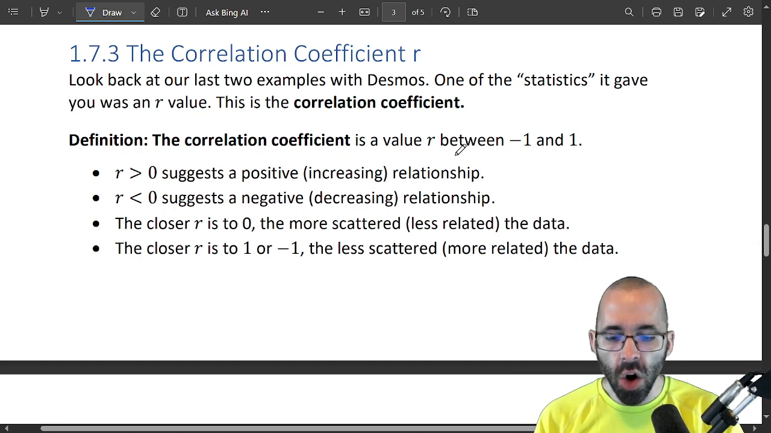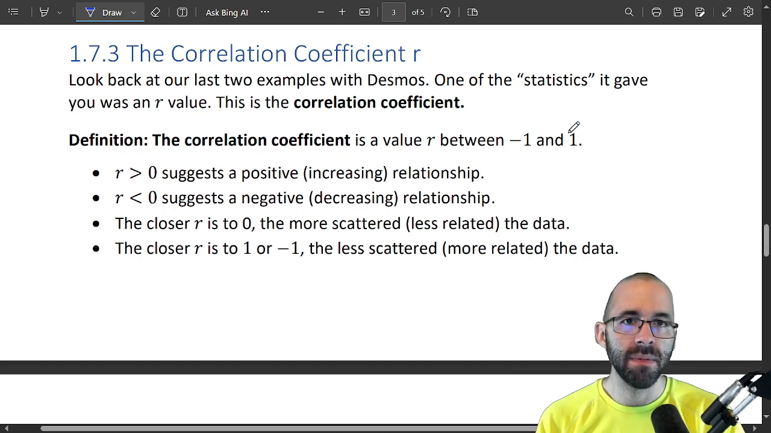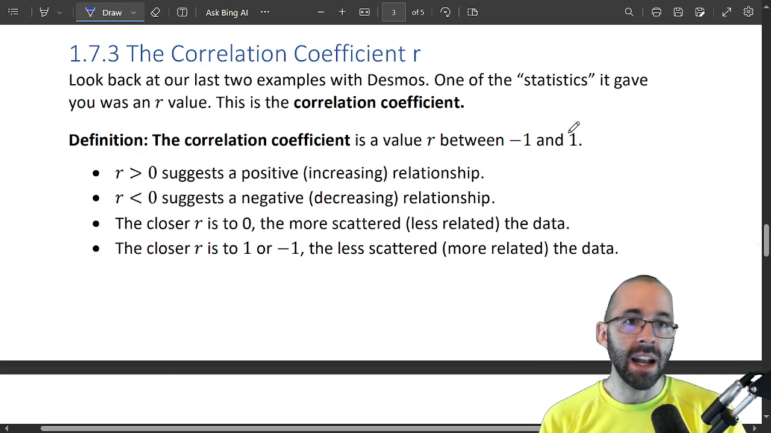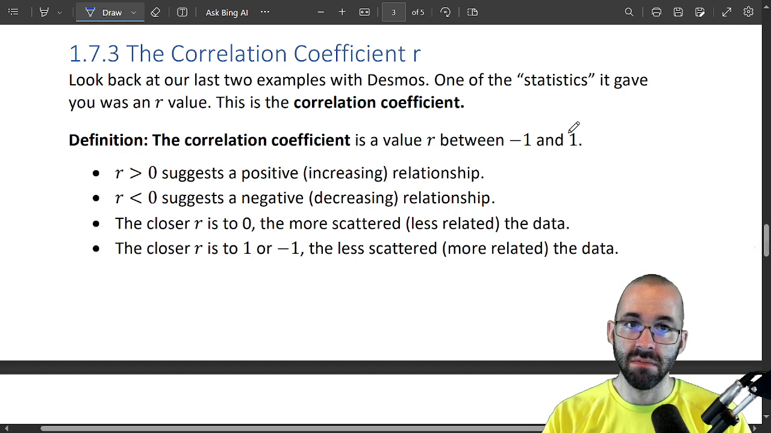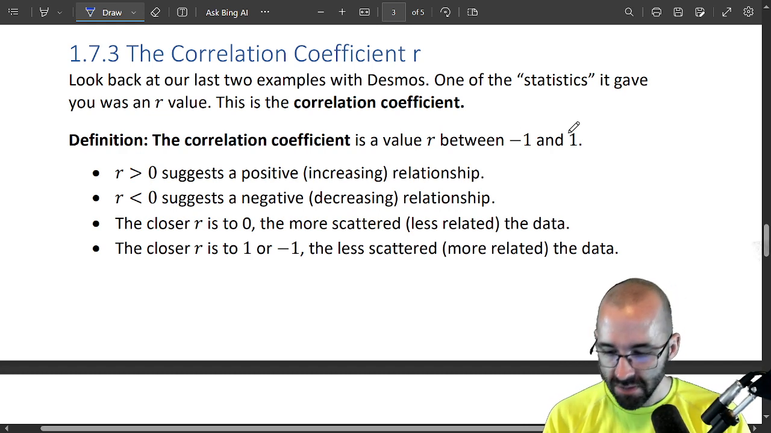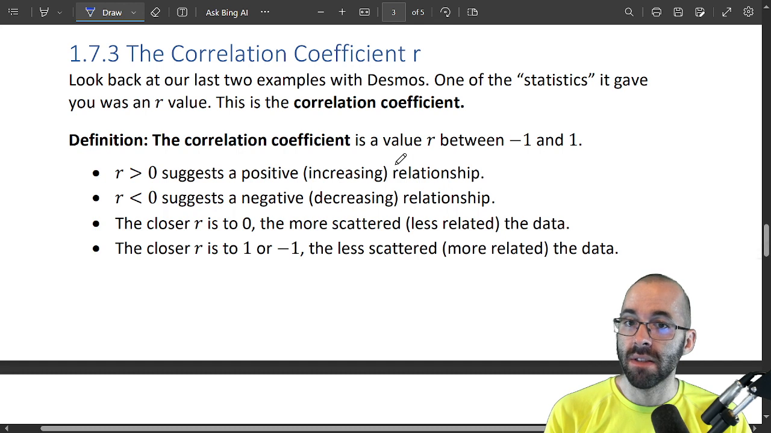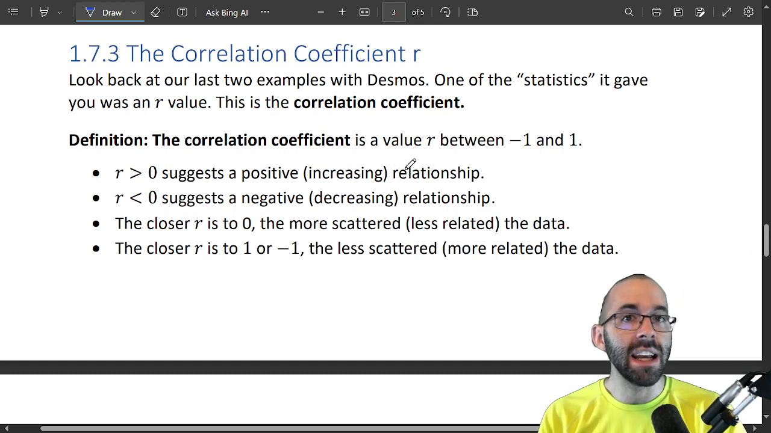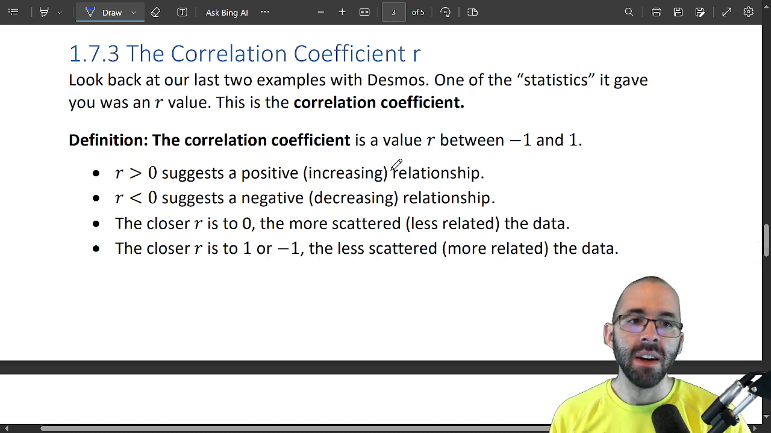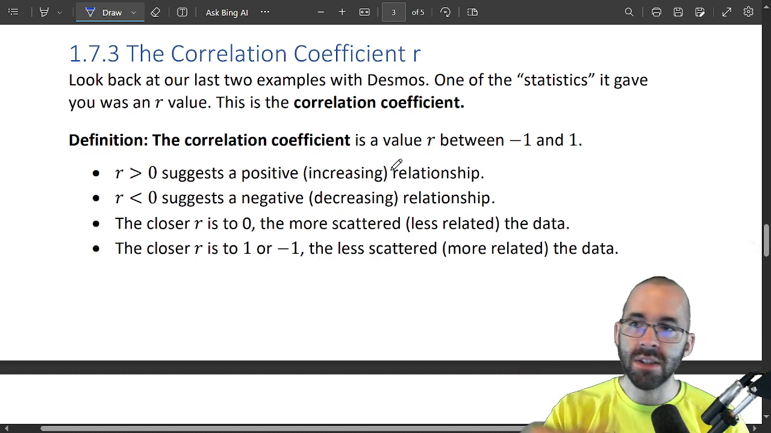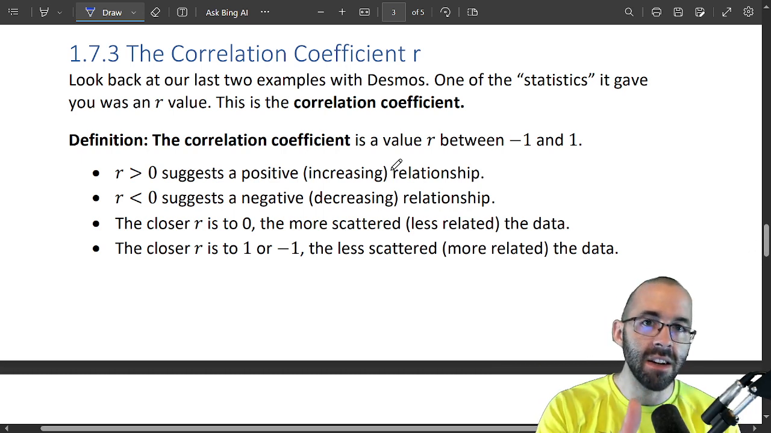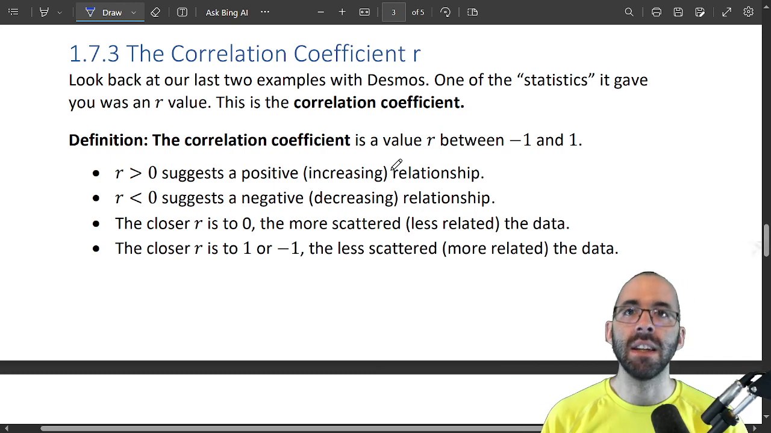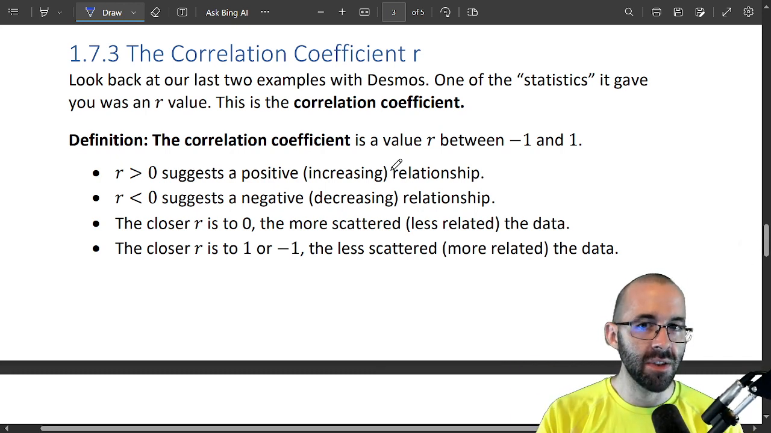So the R value is always between -1 and 1. It's impossible to have an R value outside of that region. Anywhere between -1 and 1, fair game. We're going to talk about what that means. If R is positive, it means there's a positive or increasing relationship. An increase in one leads to an increase in the other. Increase in year, increase in consumption of gas. Increase in temperature, increase in number of chirps, and vice versa.